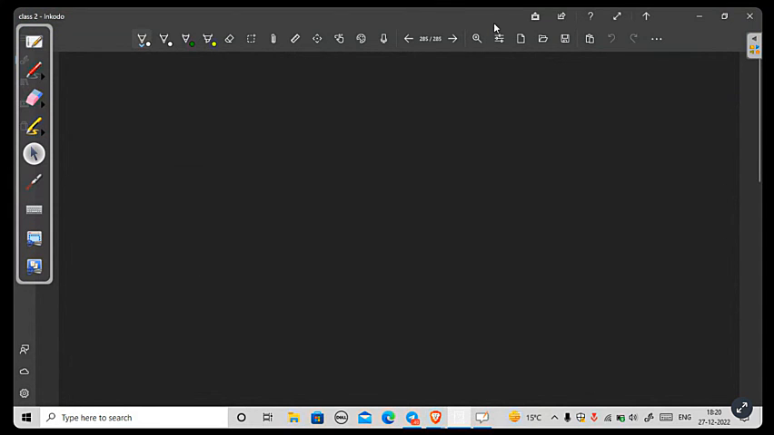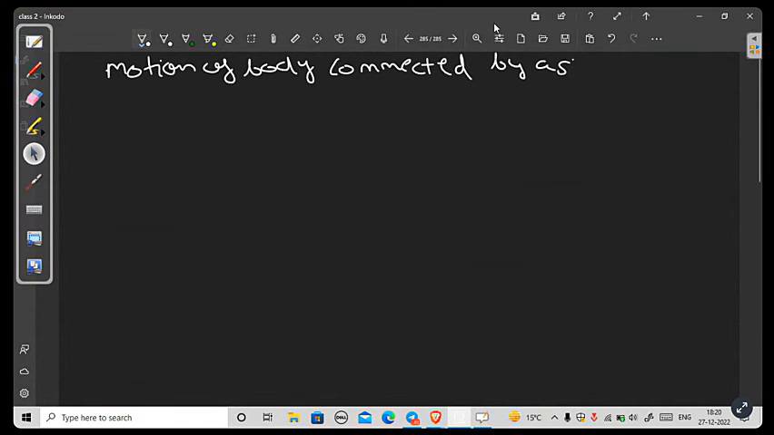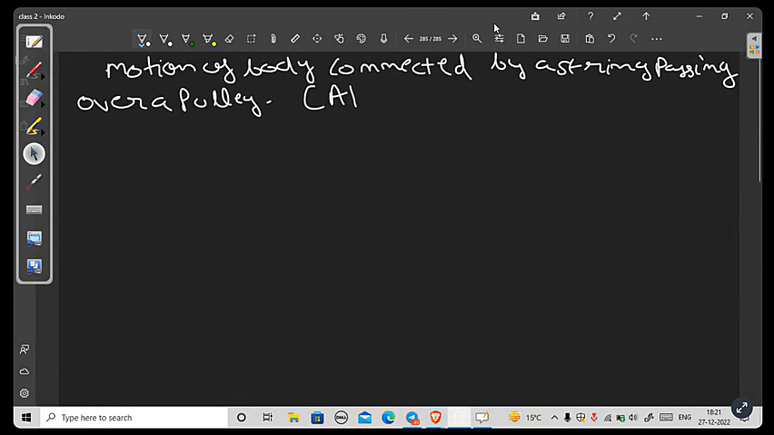Okay, now we'll study motion of bodies connected by a string passing over a pulley. Okay, so this is sometimes also called an Atwood machine. Generally, this type of arrangement is called an Atwood machine.